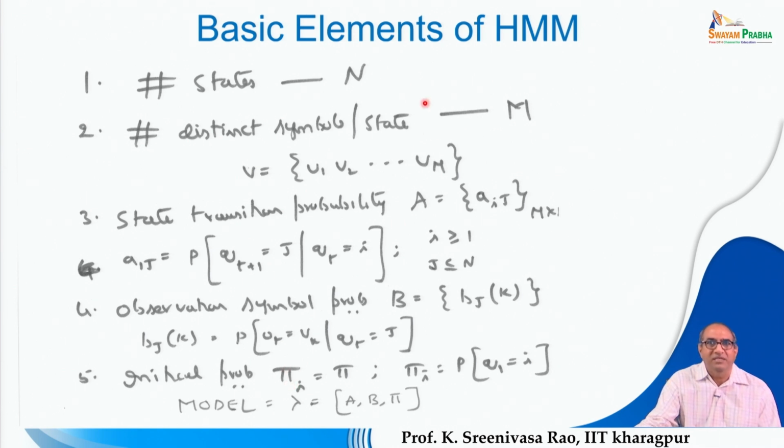So, all these put together can be viewed as the basic elements of an HMM, with which we can represent the speech model using HMMs. They are the number of states, the number of symbols, the state transition probability matrix, the observation symbol probability, and the initial probabilities. With these 5 different elements, we can represent the overall HMM model.